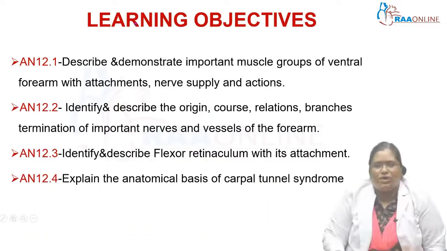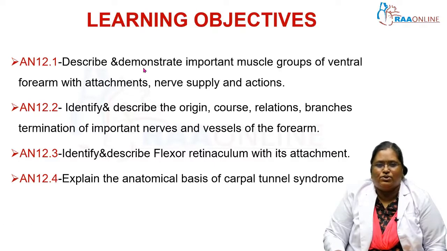The main learning objectives, based on the competency, are that we have to describe and demonstrate the important muscle groups of the ventral forearm with their attachments, nerve supply and actions. You should also identify and describe the origin, course, relations, branches and termination of important vessels and nerves present in front of the forearm. And also you should know about the anatomical basis of carpal tunnel syndrome.